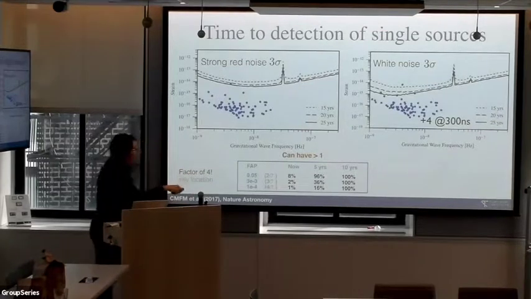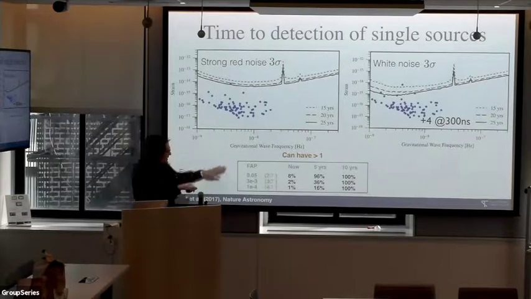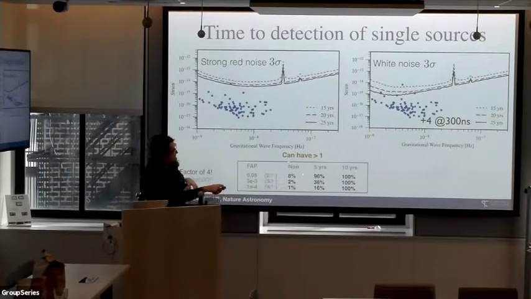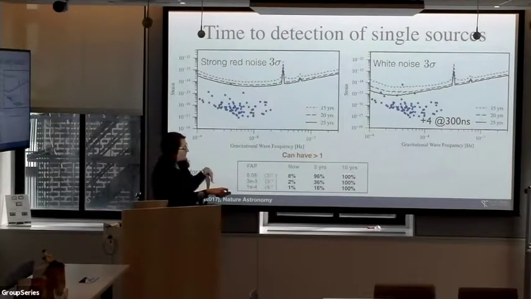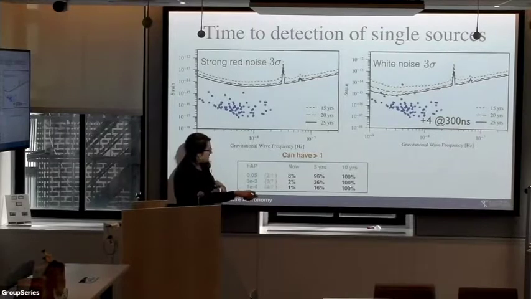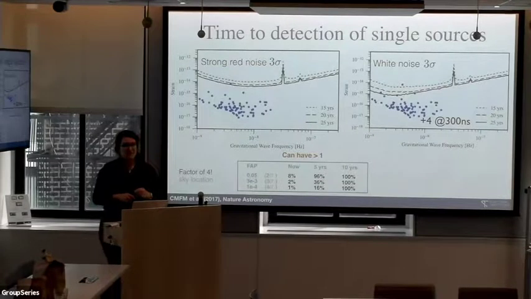I also want to point out that we can have more than one detection. So this table here tells you what the false alarm probability is, or if you prefer, 2 sigma, 3 sigma, 4 sigma detection. The chance of us having detected something right now at a 2 sigma level is very low. In 5 years from now, we should definitely be detecting something at a 2 sigma level, and in 10 years from now, we'll absolutely detect something at a 2 sigma level. But also, in 10 years from now, we should have a 4 sigma detection, or a detection with a false alarm probability of around 10 to the minus 4.